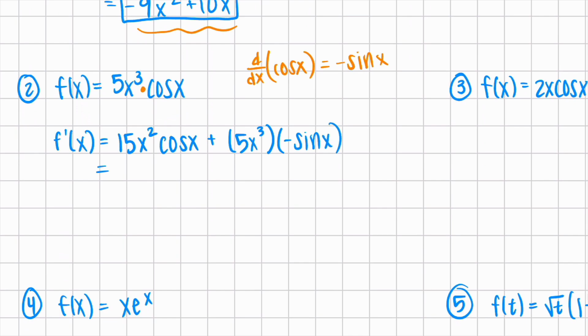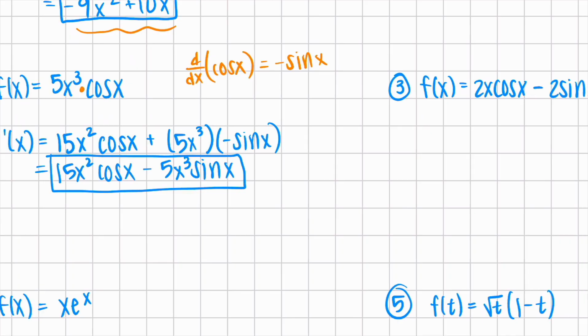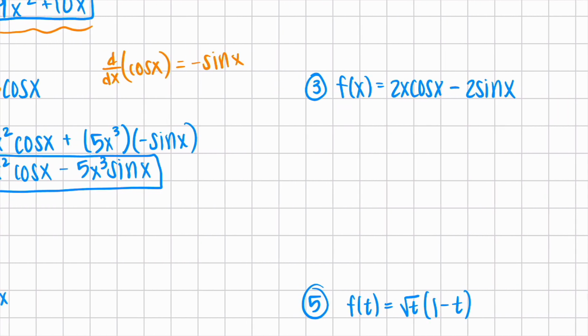From there, just try to simplify. I'm going to write this as minus 5x cubed sine of x. And that is my answer. Let's do another example.